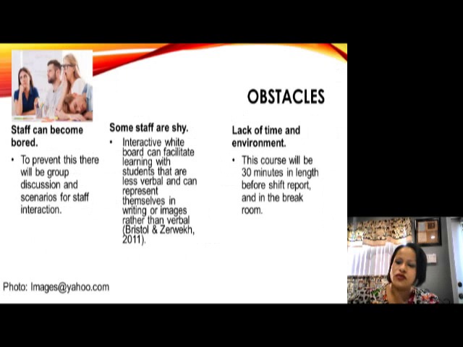So certain obstacles. Well, staff can become bored, so that's why there'll be group discussions and scenarios for the staff to interact. Some staff are shy, so that's why there's an interactive whiteboard that can help with the learning for students that are less verbal. They can represent themselves with writings or images rather than verbal. Then there could be lack of time, too much hustle and bustle. So this will be 30 minutes in length before shift report and in the break room where there is quiet.